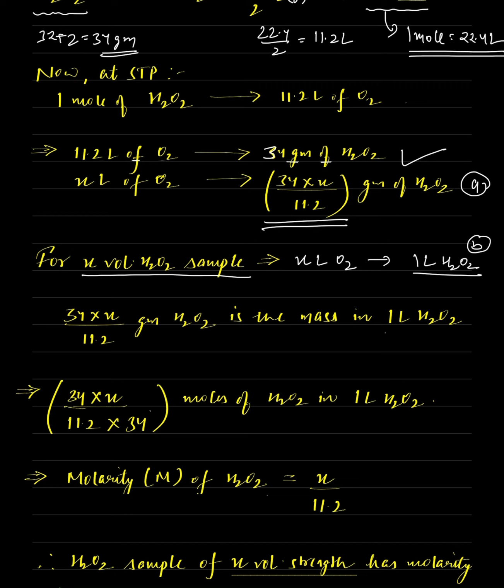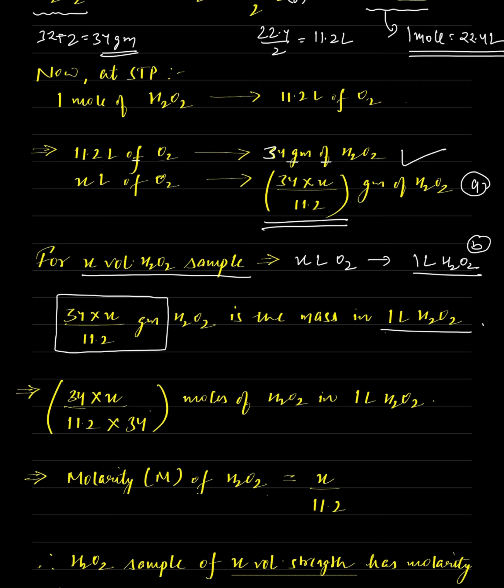So if we correlate these two statements A and B, what do we conclude? We conclude that 34x upon 11.2 gram is the mass of 1 liter of H2O2 solution, right?